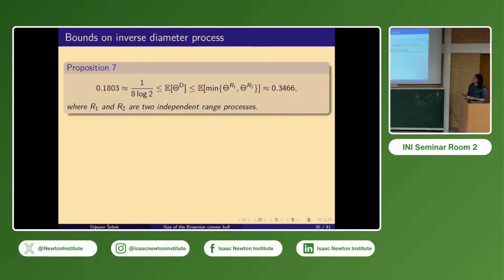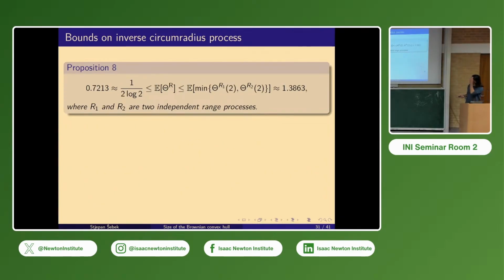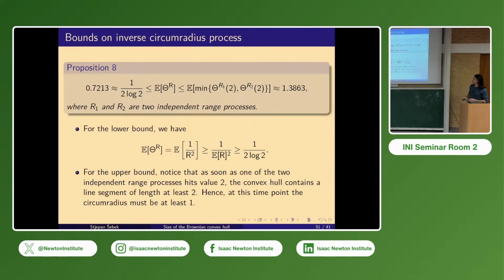and then we get the upper bound. Maybe the most interesting part that I still haven't covered is just the inverse. By far the worst bound we actually obtain is for the inverse process of the inradius. So these are just really straightforward. For the lower bound we use the equality in law as we always do. For the upper bound, we just notice that as soon as one of these two independent ranges hits value 1, the diameter is at least 1. And for the circumradius, it's again the same. We use the equality in law. And here, as soon as one of our two ranges hits value 2, the circumradius is at least 1.